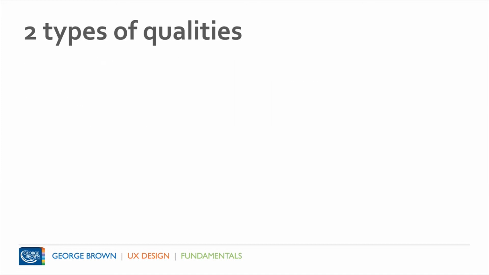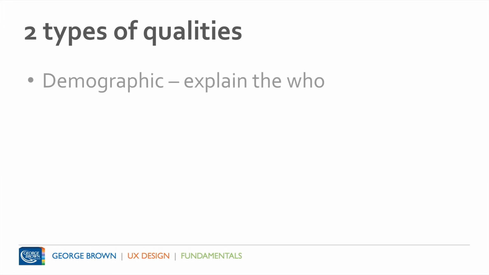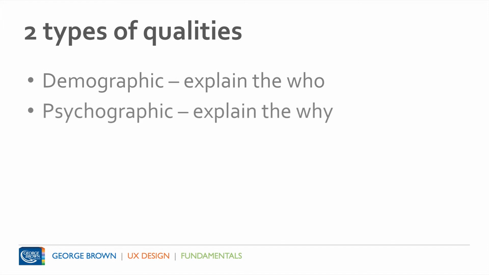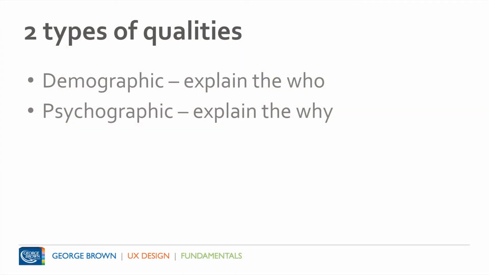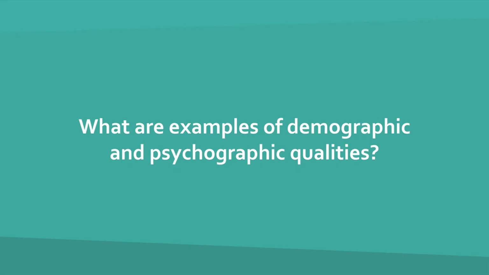These two groups of questions fall into two types of qualities. Demographic, that explain who the person is, and psychographic, explaining why they do what they do. Demographics are tangible things like gender, age, and geography, whereas psychographics are behavioral and emotional aspects. So what are some examples of demographic and psychographic qualities? To get started, I've put together a few for you in the next few slides.